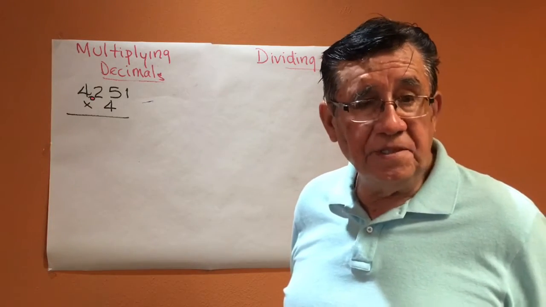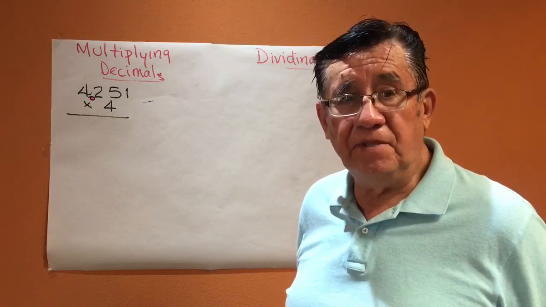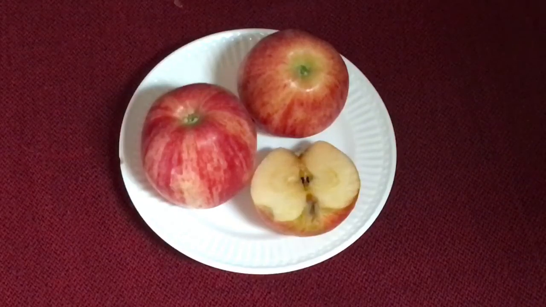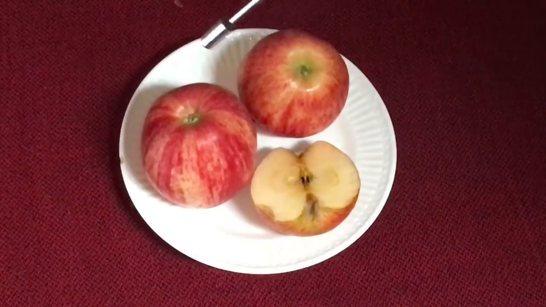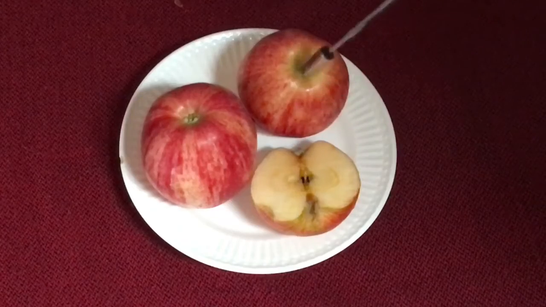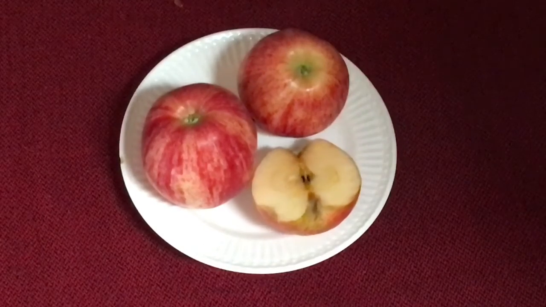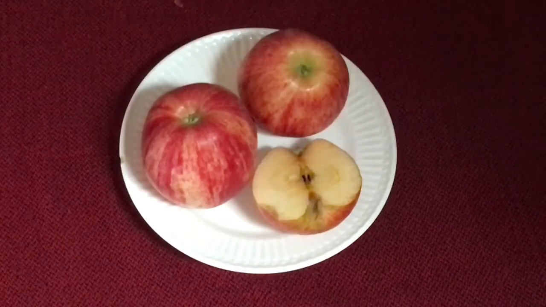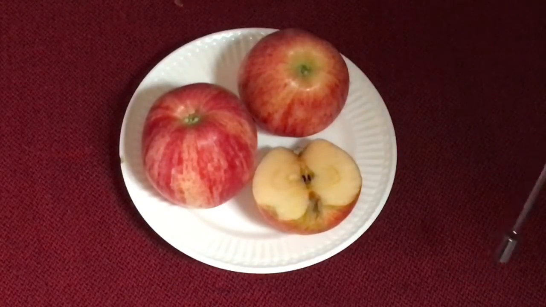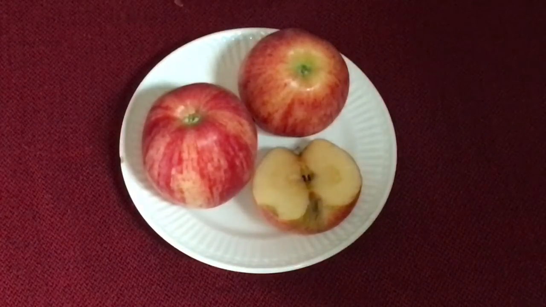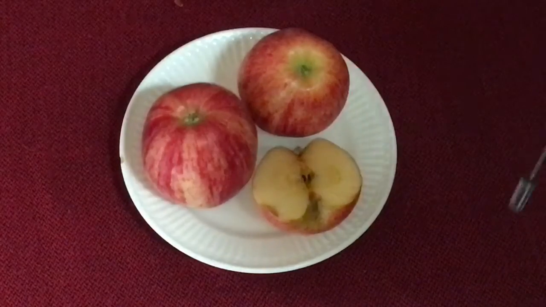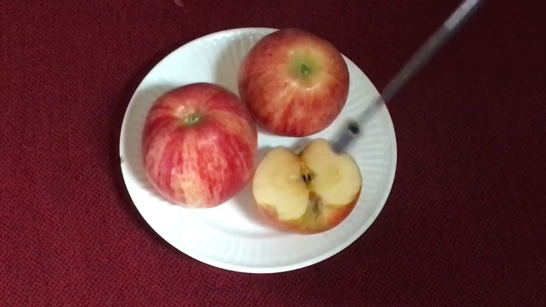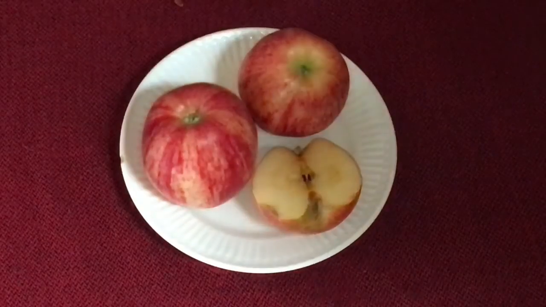Okay, we have to begin with a special case. Okay, guys, I would like to begin with this situation. I have two apples, whole apples, and one half of an apple. So I have to give the same amount of these apples to 4 people. So that means that I have to multiply this number of 2 apples and a half to distribute to 4 people.